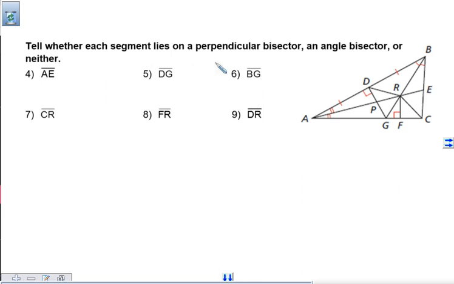Okay, then our next one, we want to tell whether each segment is a perpendicular bisector, an angle bisector, or neither. Remember, a perpendicular bisector has to have right angles and it has to cut your sides in half. An angle bisector has to cut the angle in half. The first one here, segment AE, so we don't have anything that's perpendicular, so it's not a perpendicular bisector. But down here at the corner, we have arc marks. That tells us we have an angle bisector. Yes, you need to write out the whole word.